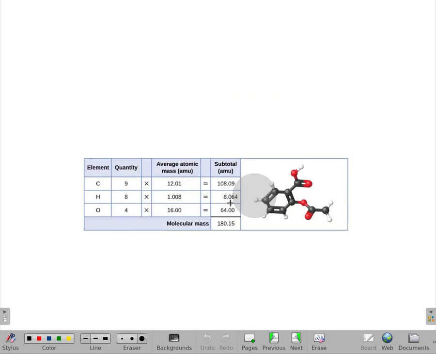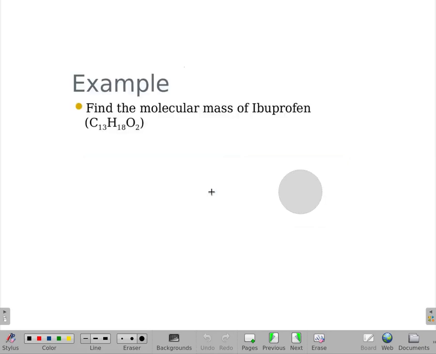If it's a bigger one, you just combine more things. Sometimes you might be given a structure, and you'll have to go through and count all the atoms. This is aspirin, acetylsalicylic acid, with 9 carbons, 8 hydrogens, and 4 oxygens, and it shows how to go through that whole same process. As a reminder, we're going to practice this with ibuprofen. So we have 13 carbons, 18 hydrogens, and 2 oxygens.